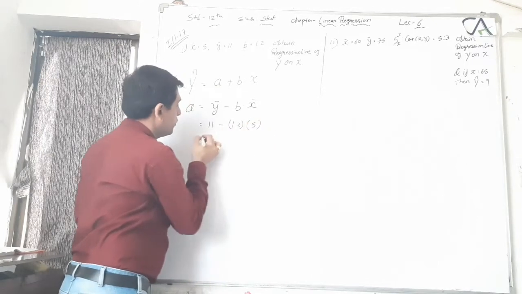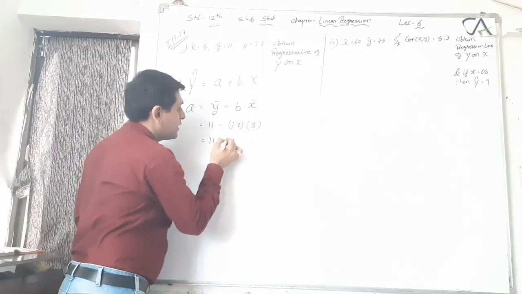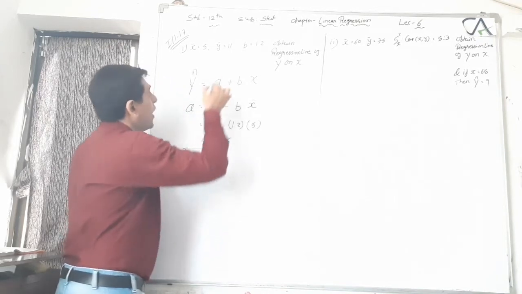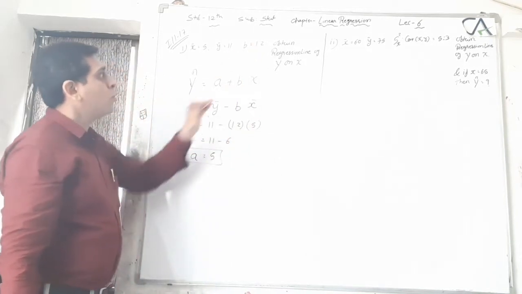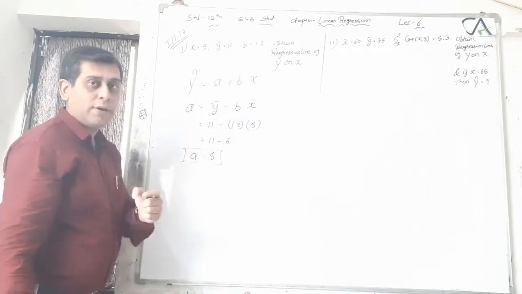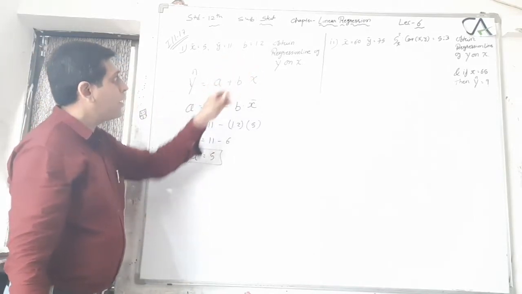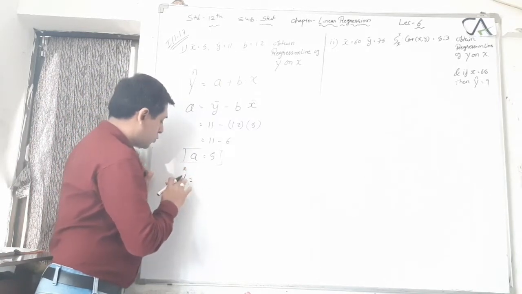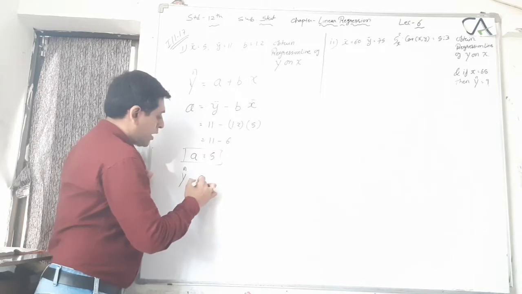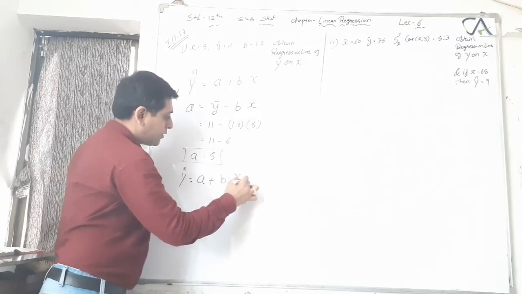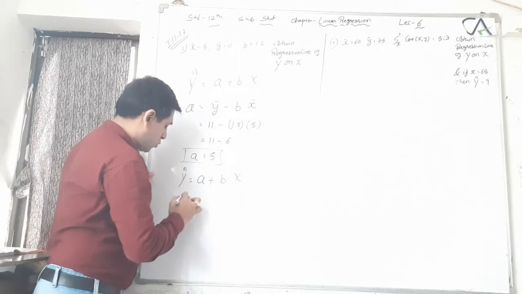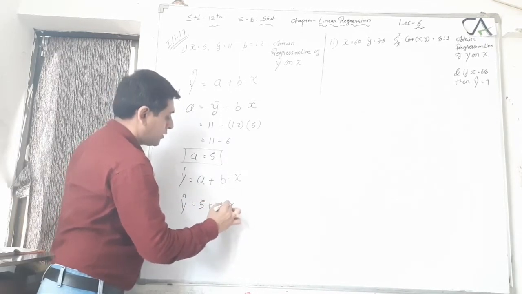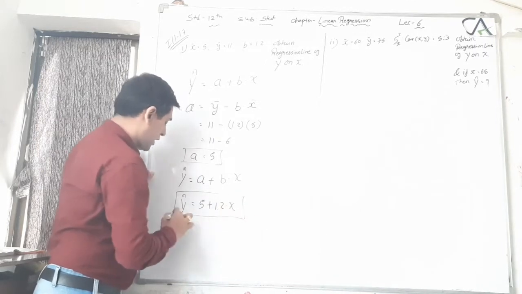That is 5. 11 minus 6, that is 5. So here a is equal to 5, b is equal to 1.2. Now just put the value and obtain the regression line of y on x. That is y cap is equal to a plus bx, is equal to 5 plus 1.2x. This is your first answer.